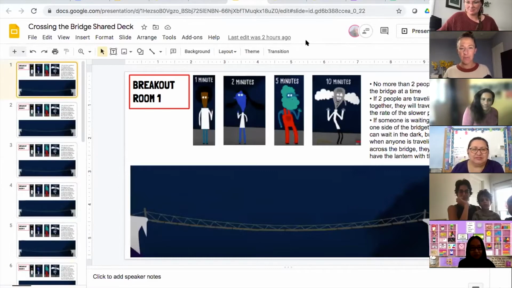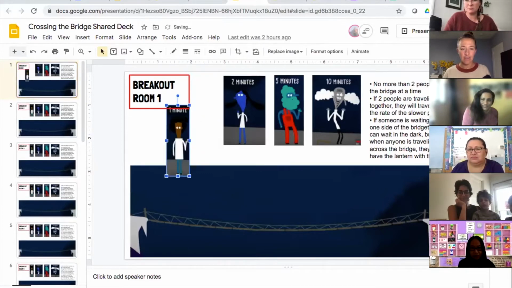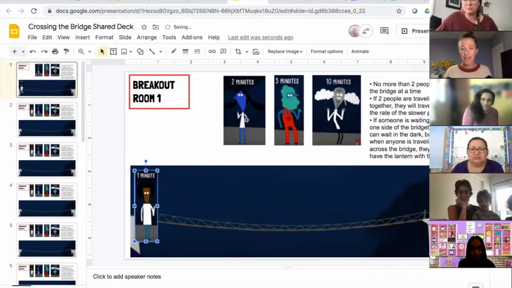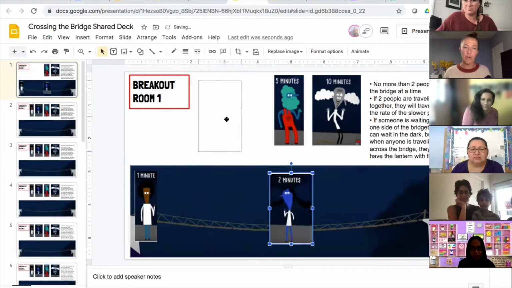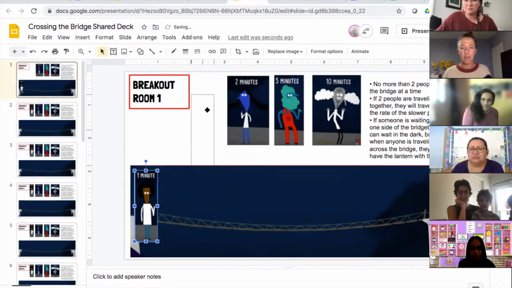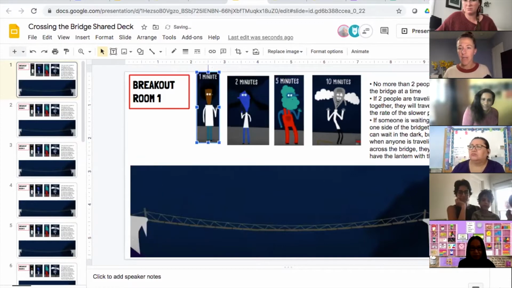We do have a resource to share with you, which is a shared slide deck. And what you'll notice is that these little guys are movable. So if you want to model, okay, I'm going to have this person cross and then this person, you can move these guys around. And then we've also indicated a couple of the rules here just to clarify, so that everybody's on the same page.